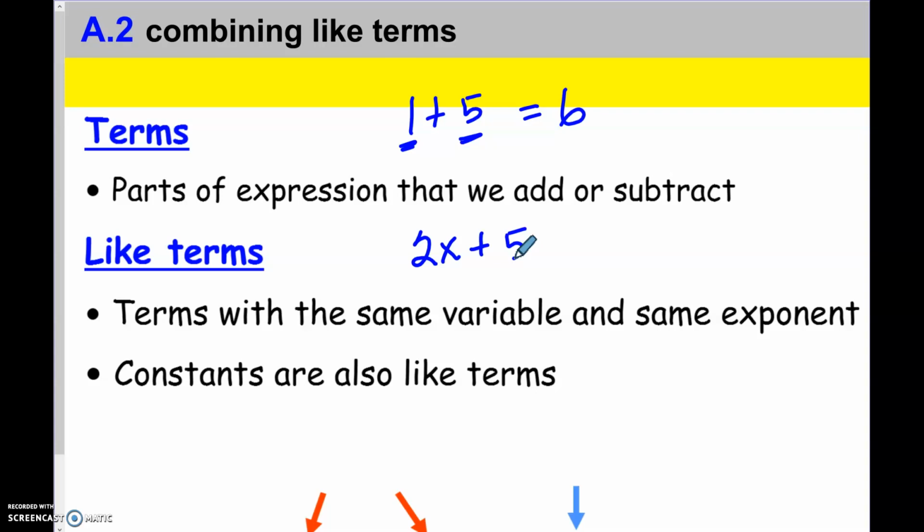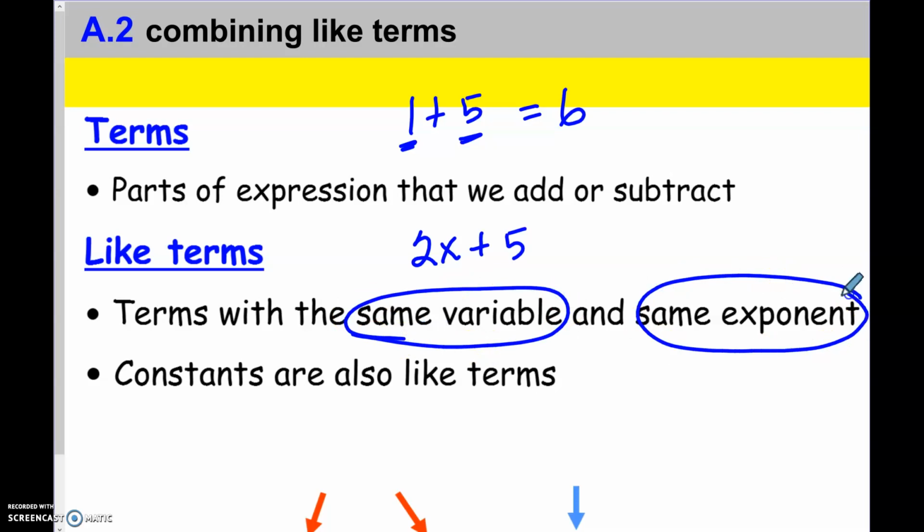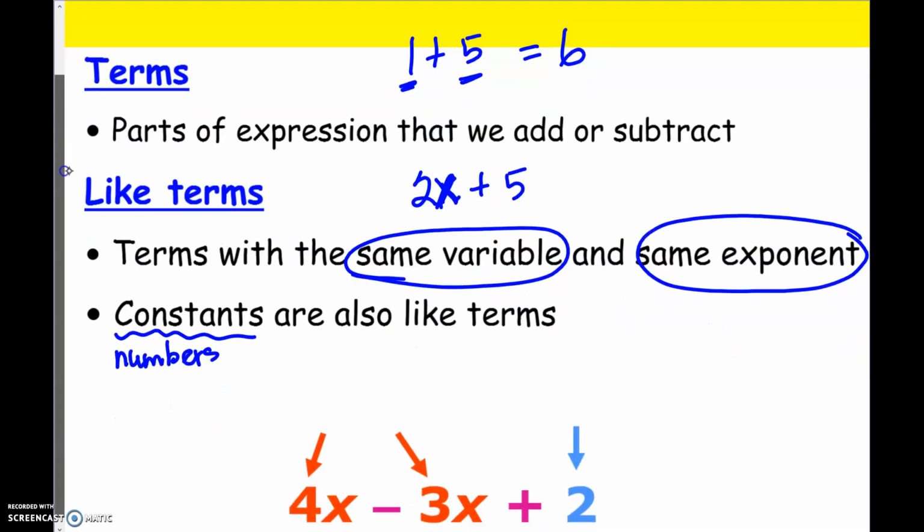So what makes something be a like term? It has to have the same variable with the same exponent. So the first number 2 has an x, but the 5 doesn't have an x, so they are not like terms. Whereas the first one, when I did 1 plus 5, they are both constants. Constants are basically just plain old numbers. Okay, but math people like to call them a fancy term and call them constants.